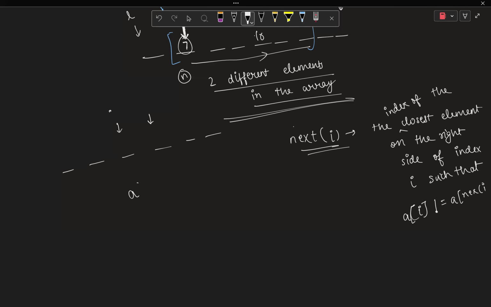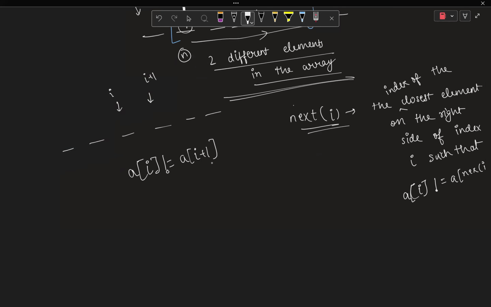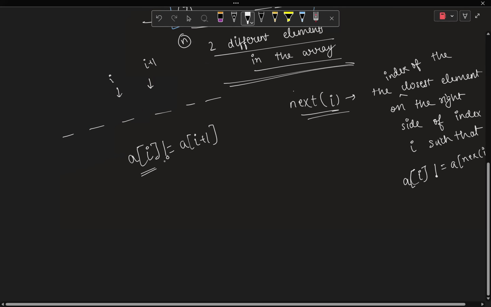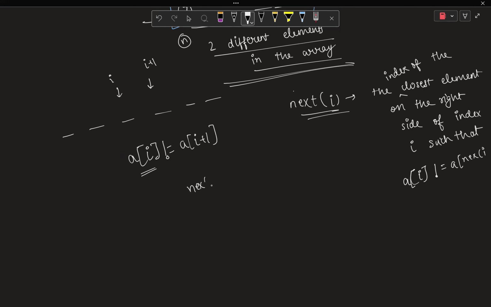Let us say this is index I and this is index I plus 1. If A of I is not equal to A of I plus 1, would anyone like to tell what will be the next of I here? What would be the first index on the right side of this I which has its element not equal to A of I? I plus 1. Absolutely correct. If the next element is not equal to the current element, then you can just store that the next element is the first unequal element you will find.